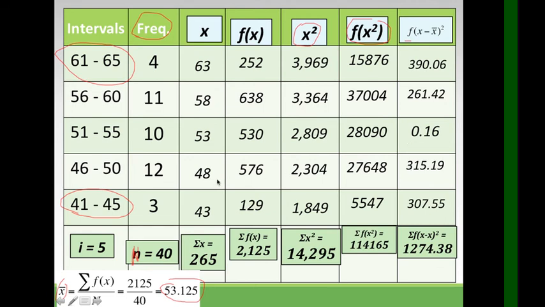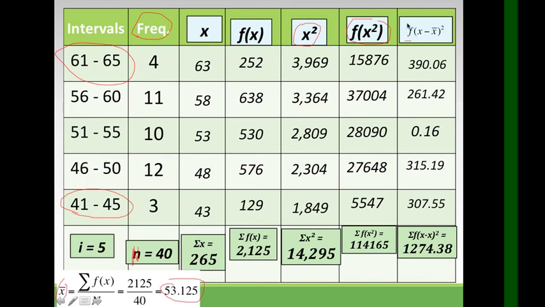Next, 48 minus mean. So, 48 minus 53.125 equals. Then click squared, click equals, then multiply by 12, click equals, and you will get 315.19. And then finally, we have 43 minus 53.125. Click equals, squared, then click equals, then multiply by 3, and the answer is 307.55.